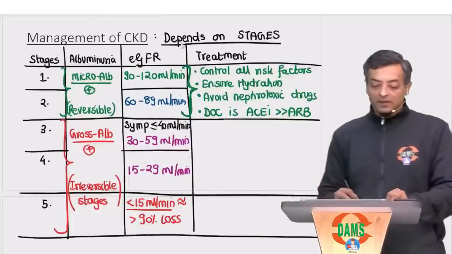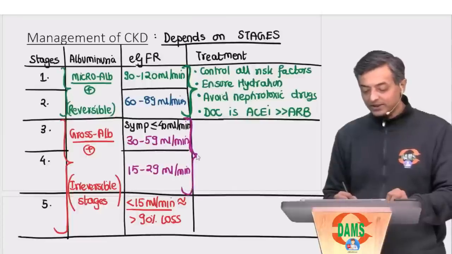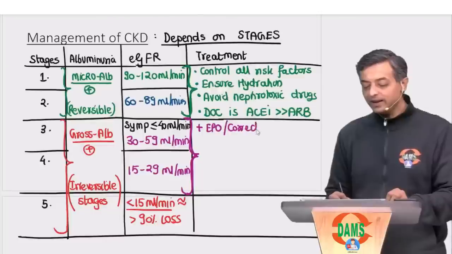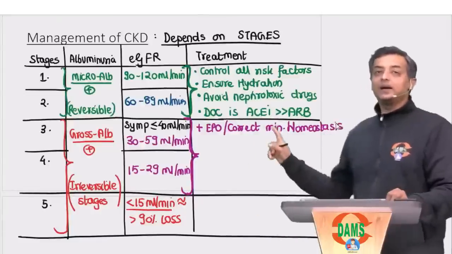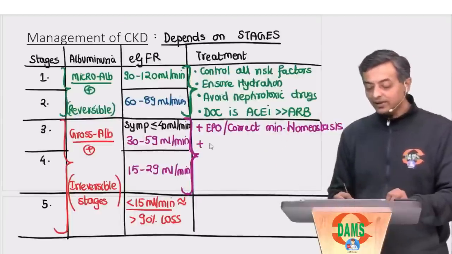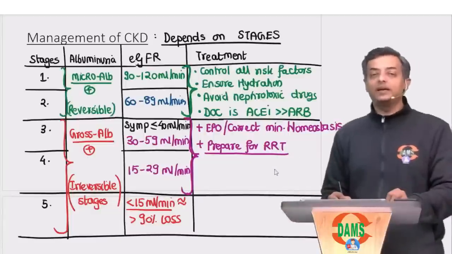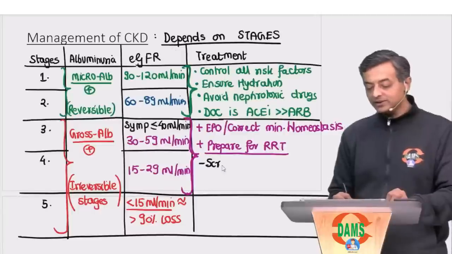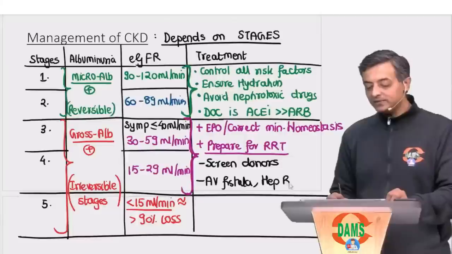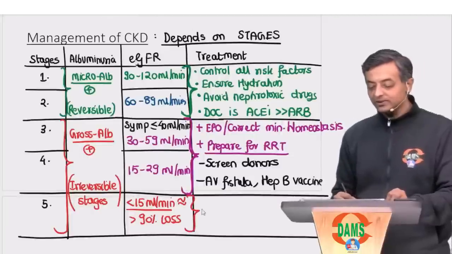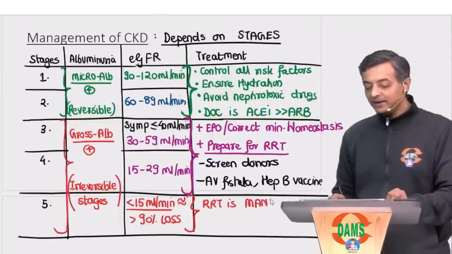But once the patient develops a symptom, along with the above management, I am going to start erythropoietin supplementation and correct the mineral homeostasis. That's why we started with that, no? Bone disease. You will also prepare the patient for renal replacement therapy. So you want to screen the donors, or you want to do AV fistula. You want to give hepatitis B vaccination. These are preparations. Why is preparation important? Because in stage 5, there is no choice. Renal replacement therapy is mandatory for survival.